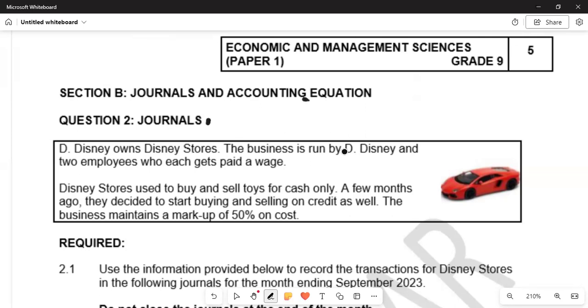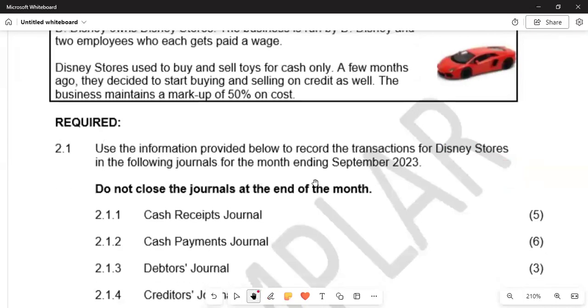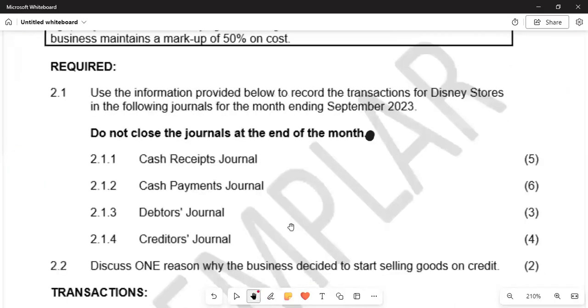Assets, liabilities, cash payments journal, debtors. The question says the businessman is on cost, and you don't have to balance them at the end. The journals that you're going to do are the creditors journal and the cash receipts journal, whereby we record only the cash transactions. Then cash payments, where you record only cash payments. Then the debtors journal, where we record all the transactions that are on credit, whereby we sell on credit, and the creditors journal, where we bought on credit from our suppliers.